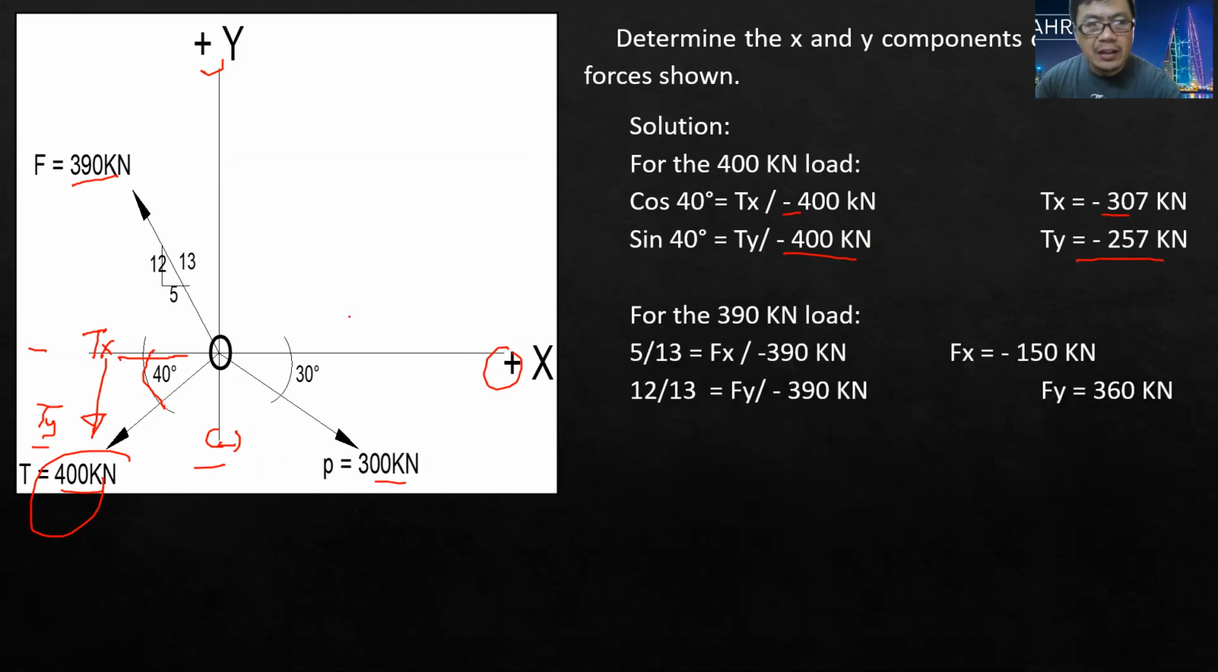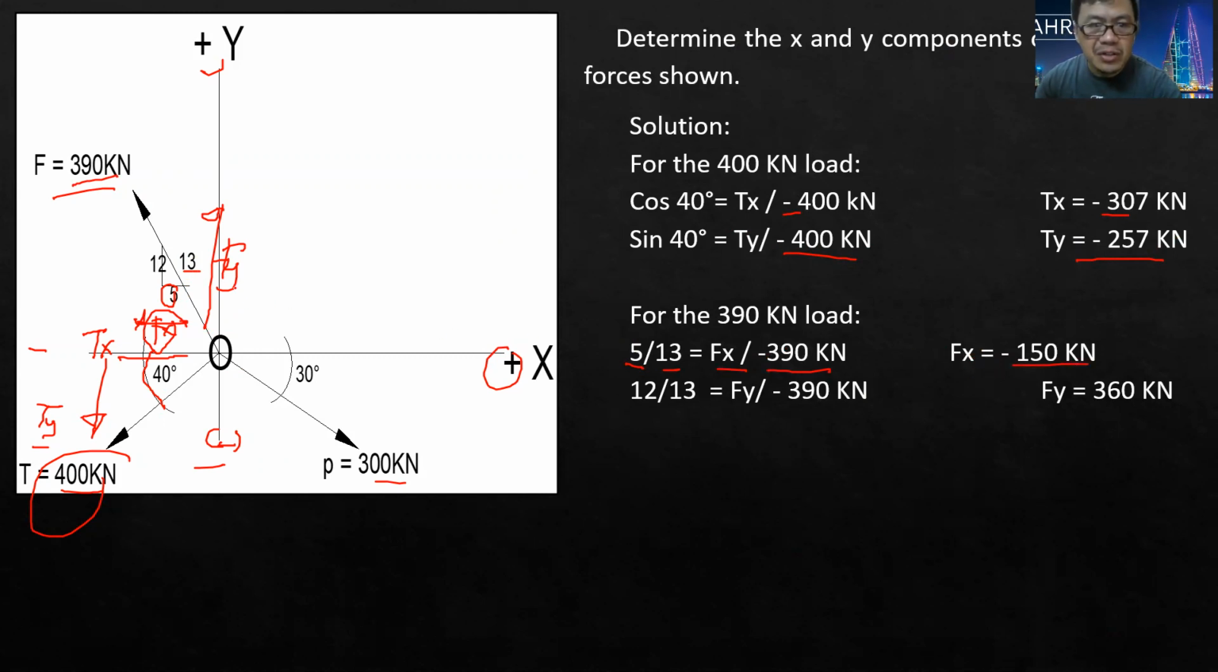Now for the 390 kilonewton F, this is the function for the vertical component, and this is the function for the horizontal component, which is Fx. We can have the relationship of this slope, 5 is to the hypotenuse, which is 13, 5 is to 13, and then this horizontal component Fx is to negative 390. Then we can compute Fx is equal to negative 150.